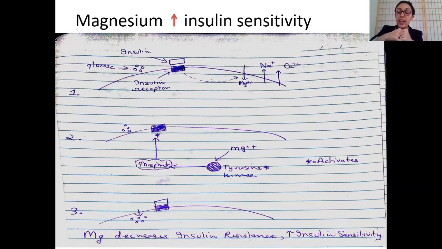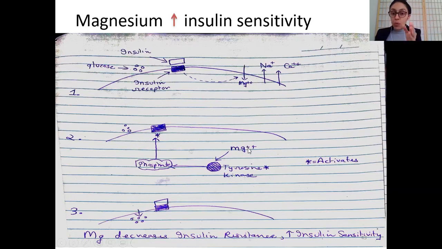It makes it stronger, and it helps the glucose channels to be open for a longer period of time. So because the glucose channels are open for a longer period of time, a sufficient amount of glucose can then enter into the cell.